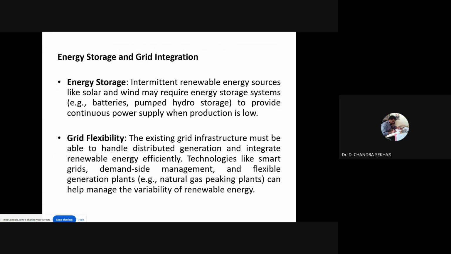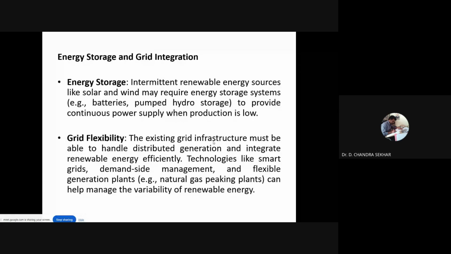And the other one is grid flexibility. The existing grid infrastructure must be able to handle distributed generation and integrate renewable energy efficiently. Technologies like smart grid. We know about the smart grid. It is completely the existing grid only, but it is replaced with some communication networks, and the existing meters are replaced with smart meters. The smart grid is a two-way communication system.